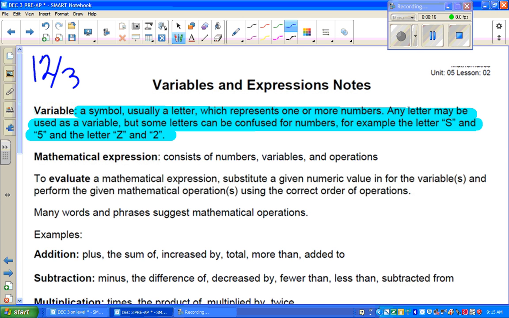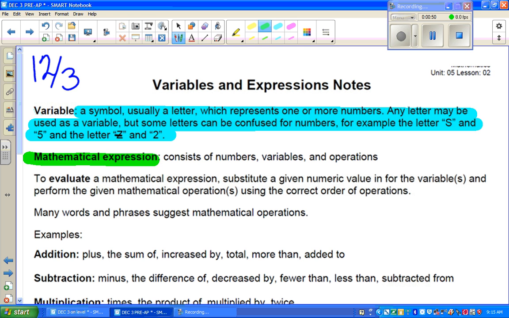Okay, let's start with variables. A variable is a symbol. It's usually a letter. Now, we've gone over this many times. It can be any letter. Any letter may be used as a variable, but some letters can be confused for numbers. For example, the letter S and 5 look alike, or Z and 2. If you remember, on my Z, I usually put a cross in the middle of it. I cross that Z, that's how we know the difference. Please highlight this on your notes so that you can refer back to them.